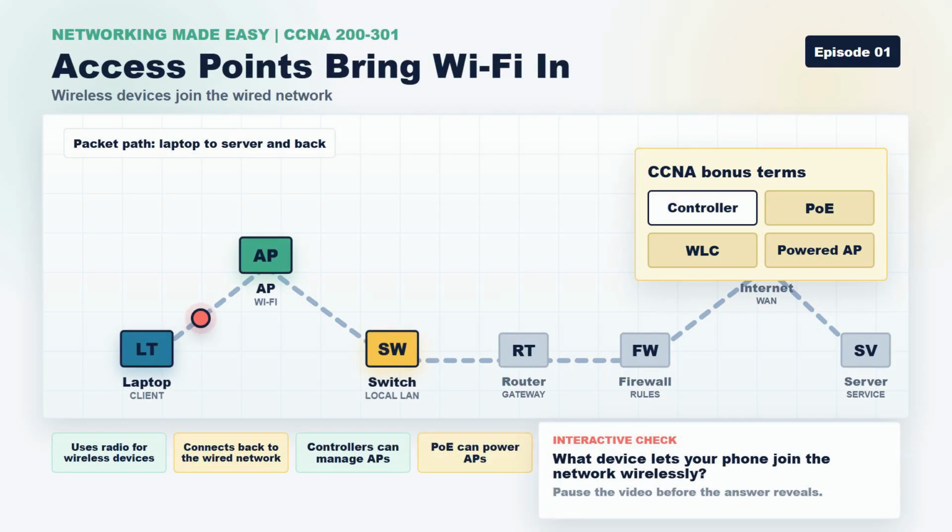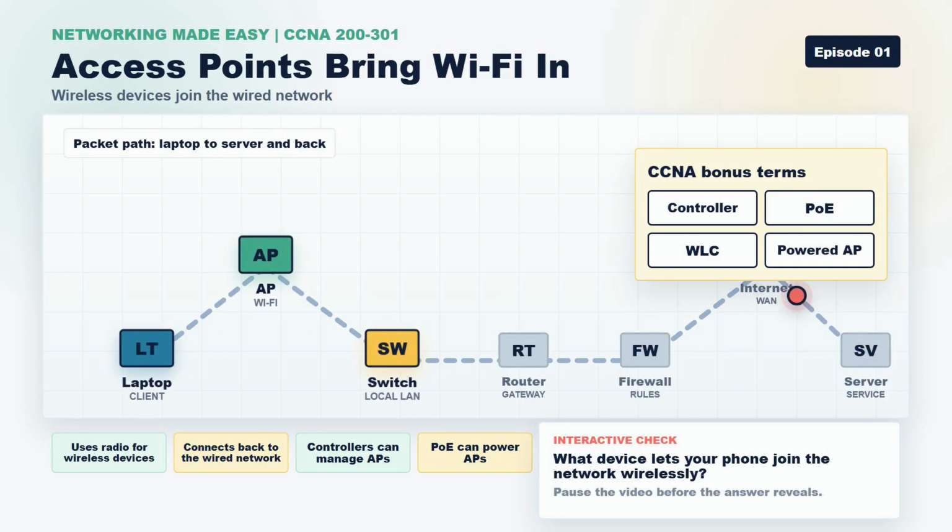Next up, wireless access points. A wireless access point, or AP, lets wireless devices join the network. Your phone does not plug into a switch with a cable. It talks over radio waves to an access point. Then that access point connects back into the wired network, usually through a switch.